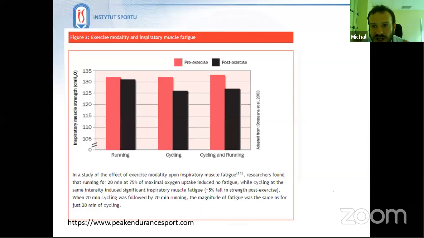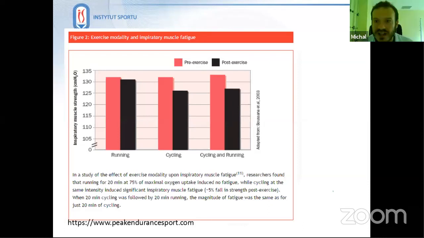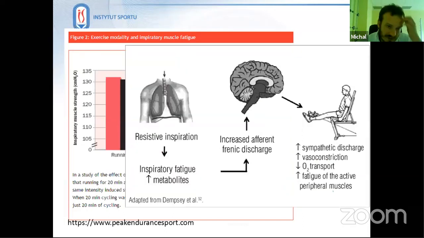In running, we are in a vertical position, in which the diaphragm can work without fatigue. But in cycling, if we are bent to the front, the diaphragm works in another position and it causes fatigue, and it can cause a decrease in performance. So that's the scheme, how it works.